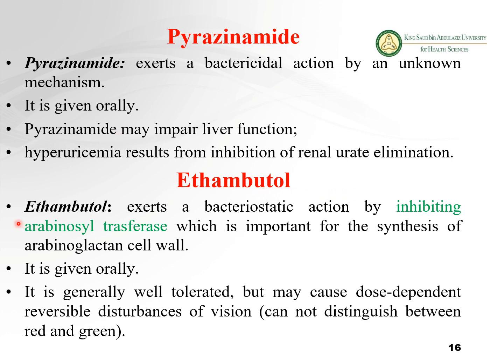Ethambutol is the fourth class. Ethambutol exerts bacteriostatic action by inhibiting the arabinosyl transferase enzyme, which is important for the synthesis of the arabinogalactan cell wall. So it's also a cell wall synthesis inhibitor. It is given orally. It is generally well tolerated but may cause dose-dependent reversible disturbances of vision. It can cause retinitis, due to which it can disturb the vision, and people cannot distinguish between red and green. So it causes a kind of color blindness.